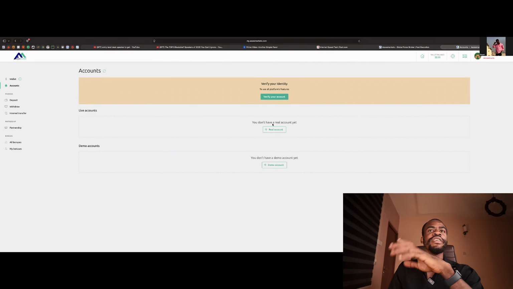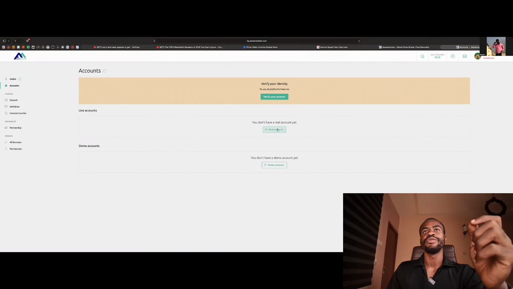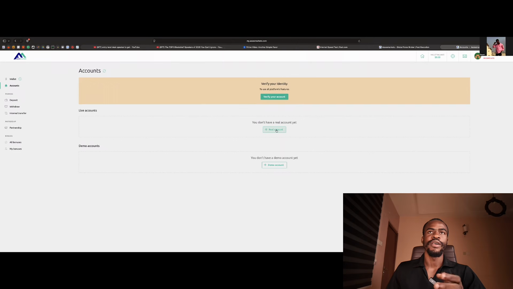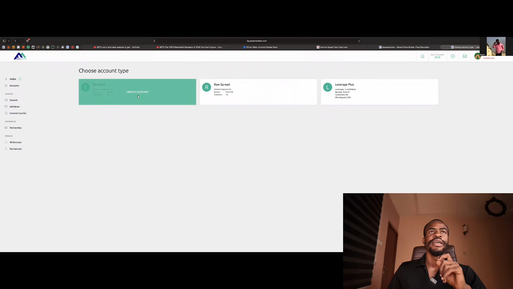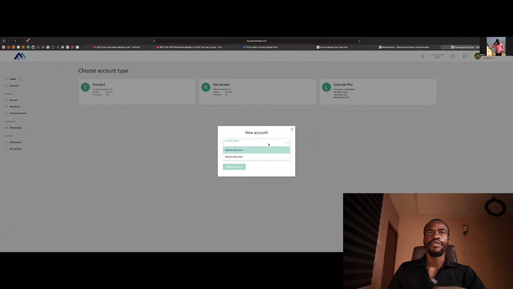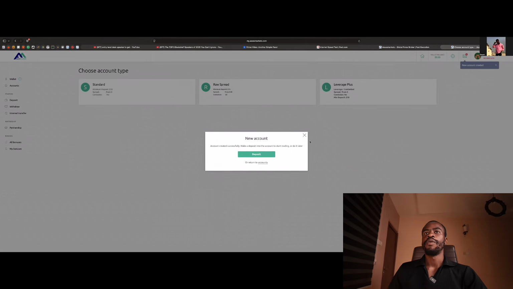So here you don't have any real account yet. For you to have an account to be able to trade, you need to create a real account. So I'll click on real account and then use the standard account. So execution system, market execution, and then leverage. Use a higher leverage so you can actually be able to place trades with higher volumes in the market. So use 1 to 500 and then create accounts. Now account created, now I can deposit.